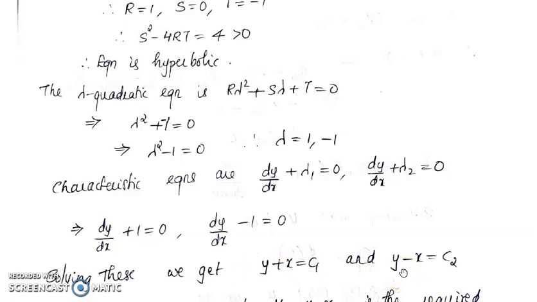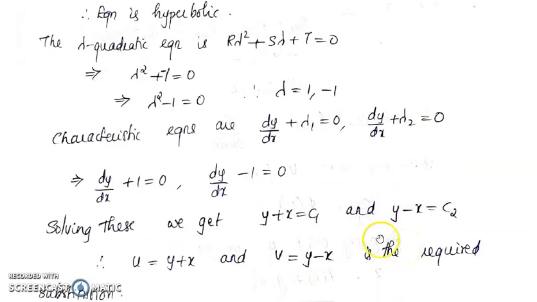So you have it in the form u equal to c1 and v equal to c2. These are your u and v values: u is y plus x and v is y minus x. You will get the same form at the end.